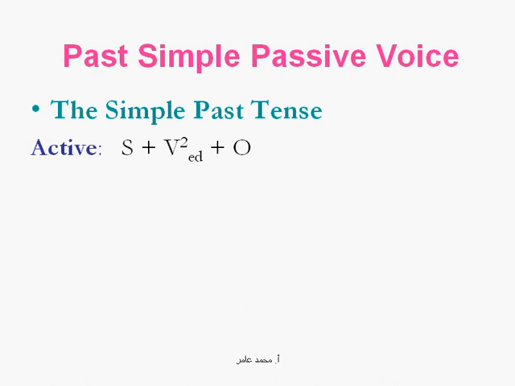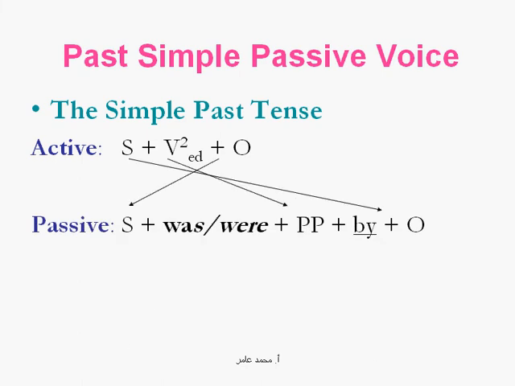Active sentence. Subject, as you can see, start with the subject, الفاعل, and then verb. The second form of the verb. The second verb, تصريف الثاني للفعل. And then we have the object plus the object المفعول به. When we change it into passive, we start, as we have just said before, with the object and it becomes the subject of the passive sentence, and then we change the subject into the object and precede it with the word by. If we want to mention it, it's optional.